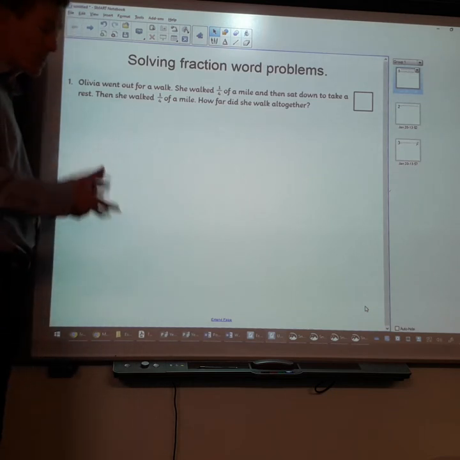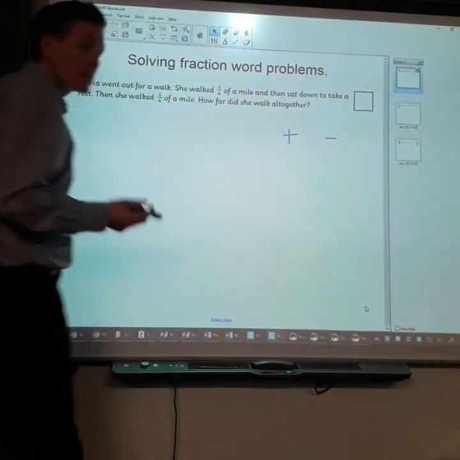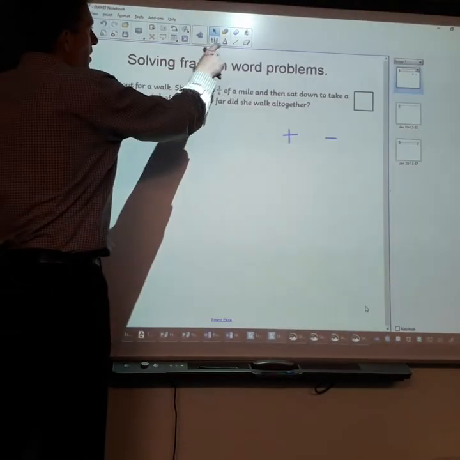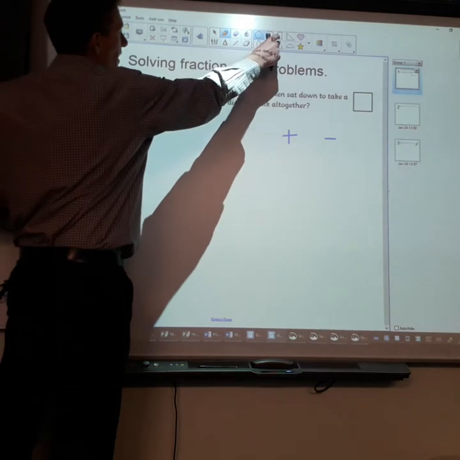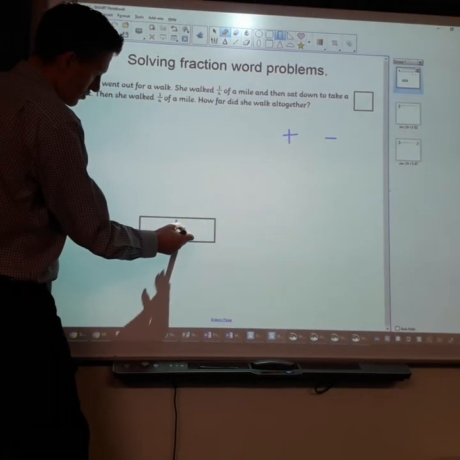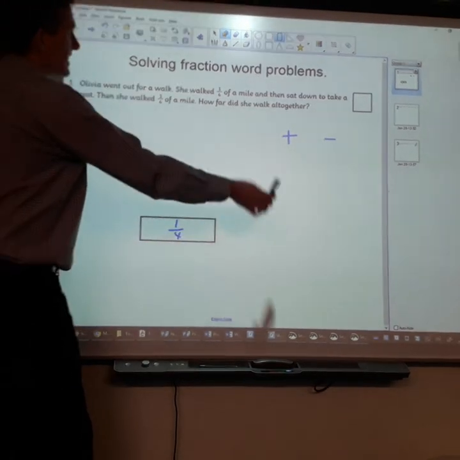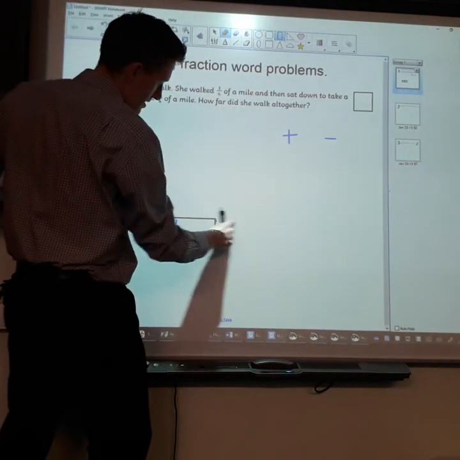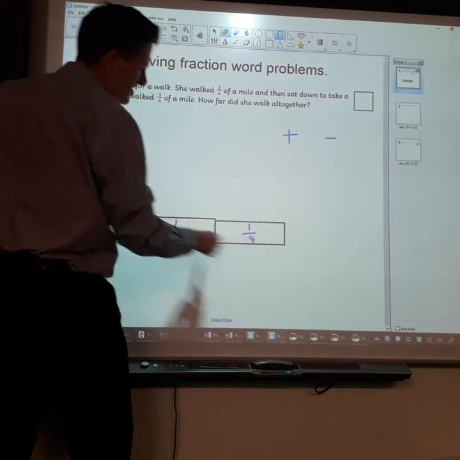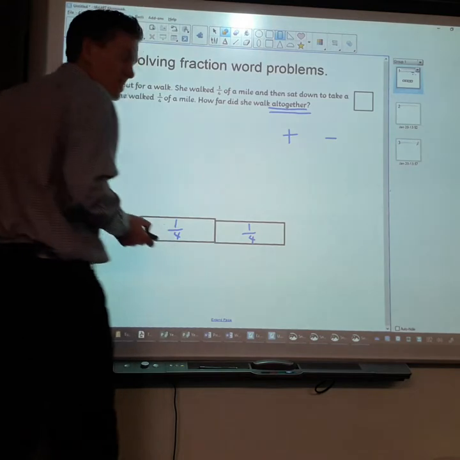So the first thing we need to do with these word problems is to decide is this an add or a take away. Okay, now in this one, if I drew this as a bar model, we would think of it as Olivia walking a certain distance, which is 1/4 of a mile, and then she stops, and then she walks a little bit further, another quarter, so that would be, I hope you can see from the bar model, that would suggest that it's going to be an add. Also, the word altogether tells us it's probably an add.